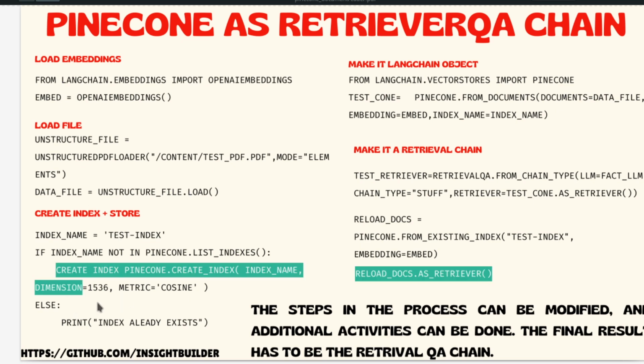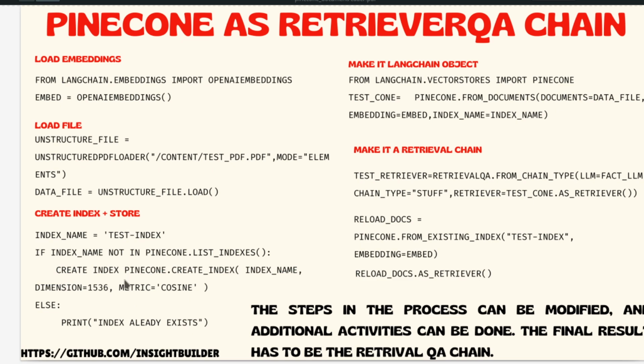Next, I am going to give an index name, and here you see that I am creating the index again. In this case, I am actually creating the index, but I am not populating it. So I am still creating the index, but the population actually happens here. I am going to create the Pinecone object, the Pinecone class, and I am going to use from documents. So this documents is going to be this data file, which I got from the unstructured library. This data file will go into documents, the embeddings will come from here, and the index will come from here. So you see what is happening?